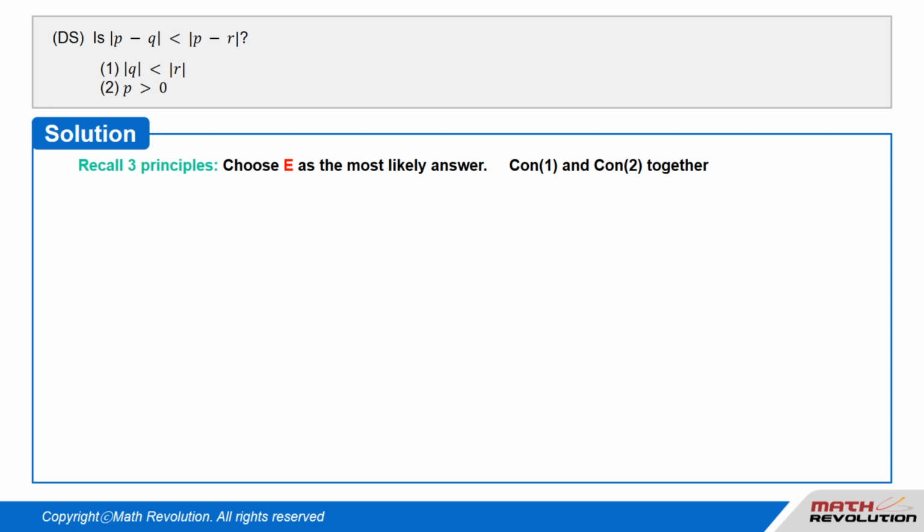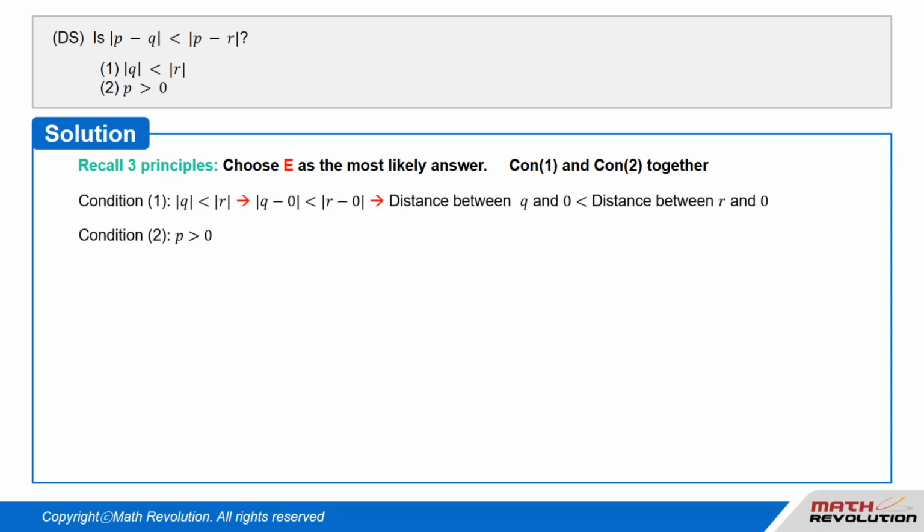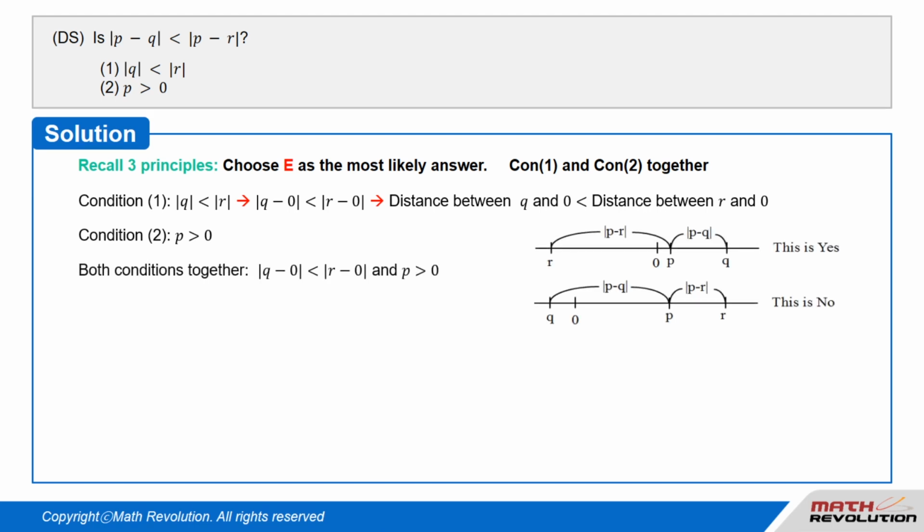Let's take a look at conditions 1 and 2 together. Condition 1 tells us that the absolute value of q is less than the absolute value of r. We can write this as the absolute value of q minus 0 is less than the absolute value of r minus 0, which means the distance between q and 0 is smaller than the distance between r and 0, and condition 2 tells us that p is greater than 0. Both conditions together tell us that the absolute value of q minus 0 is less than the absolute value of r minus 0, and p is greater than 0.